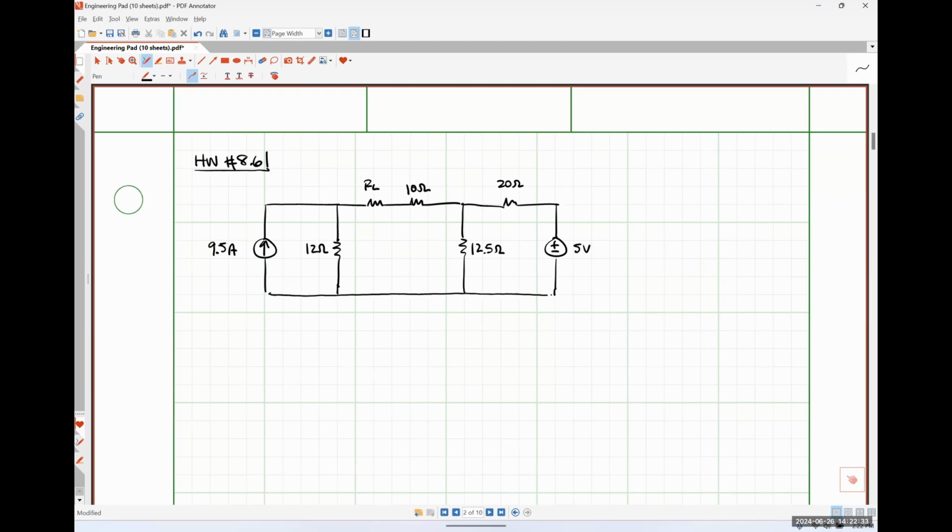And we are asked to find the maximum power that RL can absorb. So effectively, we are just going to do a few source transformations until we get this to look like either a practical voltage source in series with the load resistance RL or a practical current source in parallel with the load resistance RL. And I can tell personally just by looking at this that we're going to wind up having a practical voltage source.